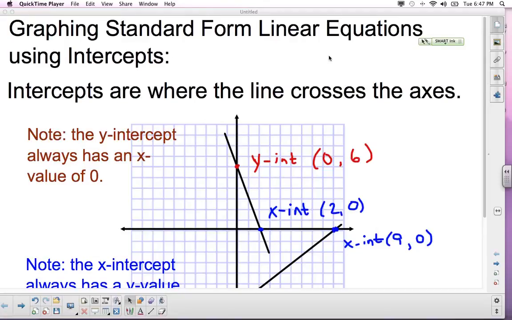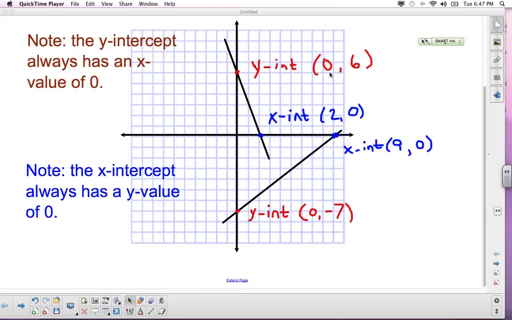In this lesson, I'm going to show you how you can graph the standard form of linear equations using intercepts. Intercepts are where the line crosses the axes, the x-axis or the y-axis. Together, the plural is axes. So I have a couple of examples here for you.